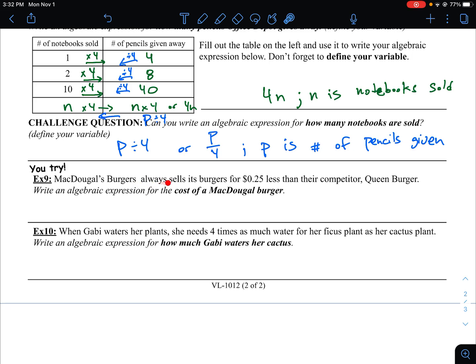All right, let's try example 9. McDougal's Burgers always sells burgers for 25 cents less than their competitor, Queen Burger. Write an algebraic expression for the cost of a McDougal burger. Well, they always sell it for 25 cents less, right? So for the cost of a McDougal burger, you don't want to just say it's M. You want to define it against the other thing. So how about Queen Burger? It's Queen Burger's price minus 0.25. And we have to define the variable. Q is price of Queen Burger.